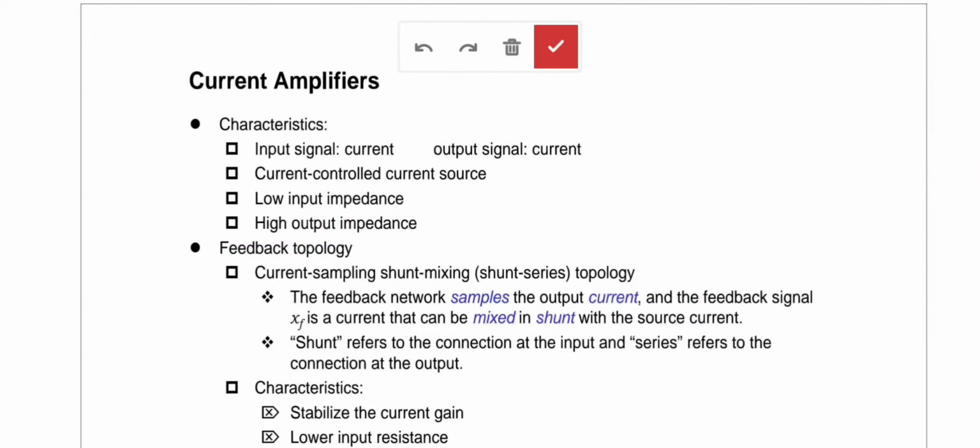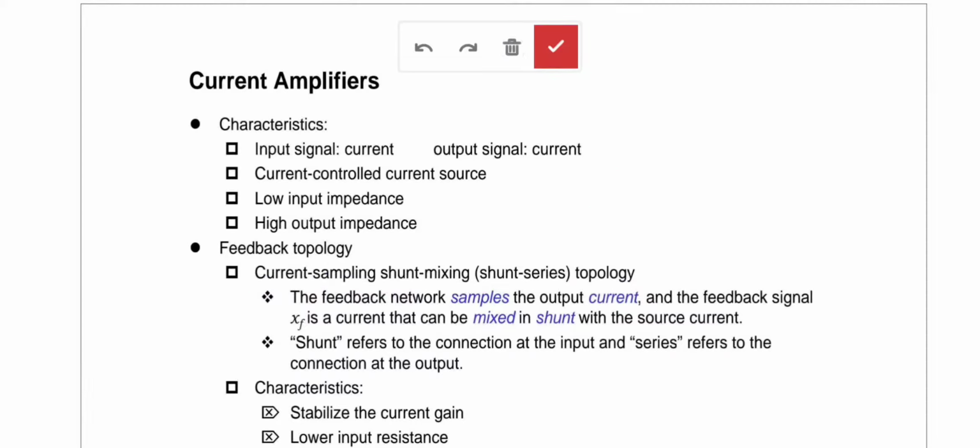So what is another name of this particular amplifier? Here the input is current and output is current. So the mixing is current, sampling is current. Mixing is shunt mixing, sampling is series sampling. So the name is current sampling shunt mixing, or shunt series topology.